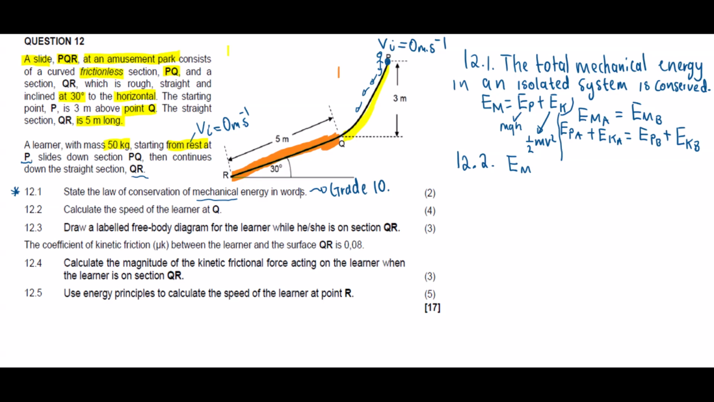So what is our initial point there? We can say our initial point is point P, which is supposed to be equal to the mechanical energy at point Q. So what is the mechanical energy at point Q? Here we'll add the kinetic energy. So let me just substitute the formula.